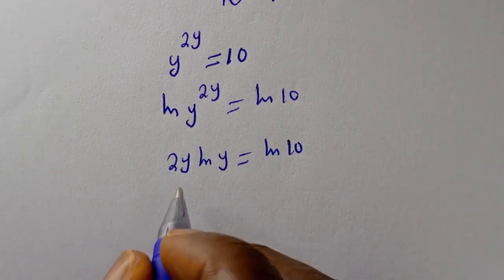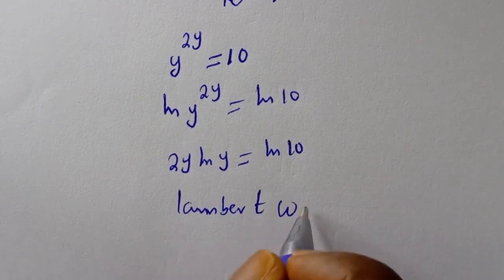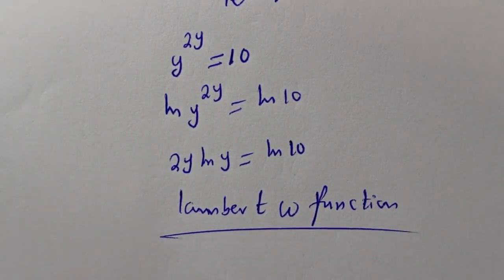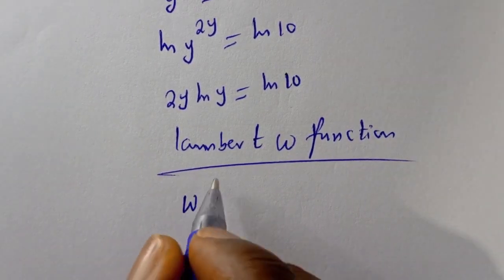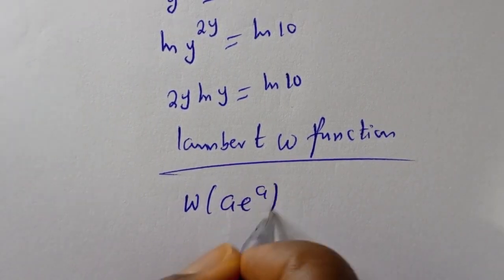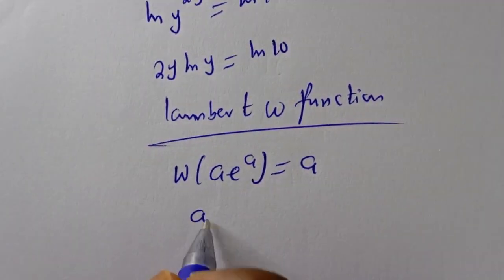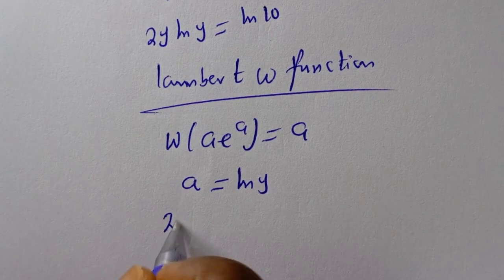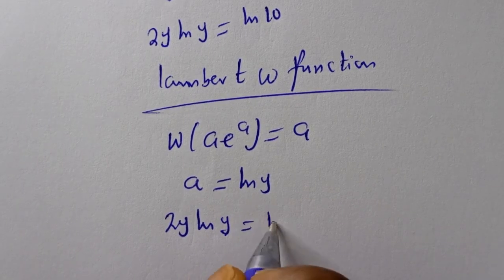From here we can introduce the Lambert W function. That is, we have W of a raised to power a is equal to a. Then from this equation, a is equal to natural log of y. We have the equation 2y ln of y is equal to ln of 10.